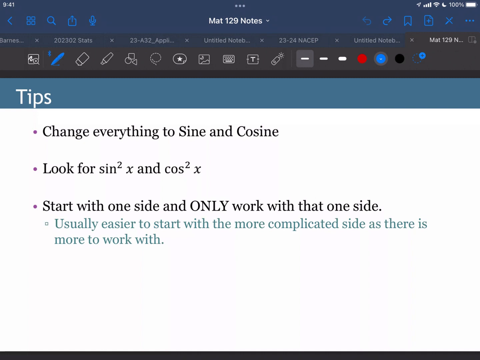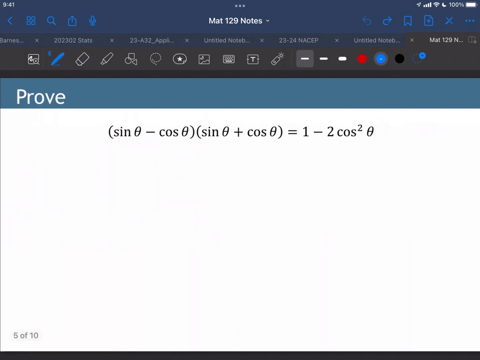Alright? So let's just see this in action. Also, I'm going to attempt to work out some identities in different ways. And so let's give it a shot here.